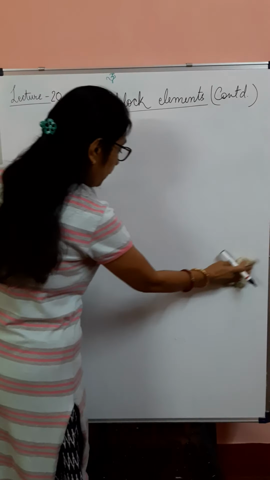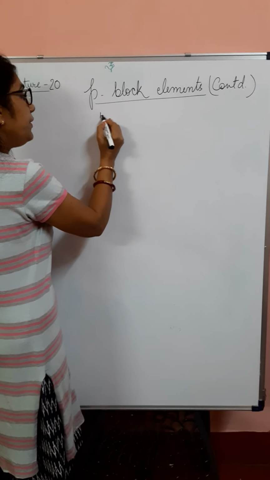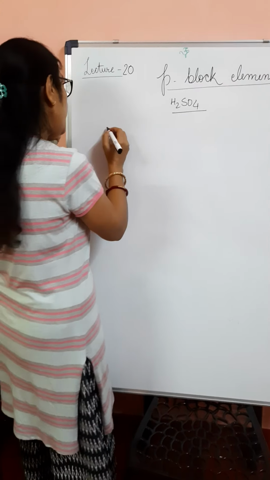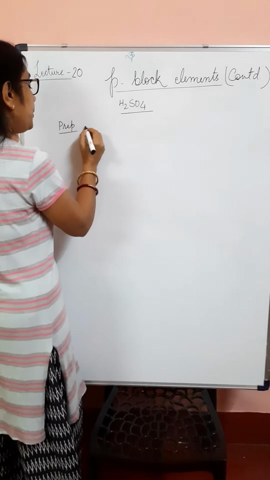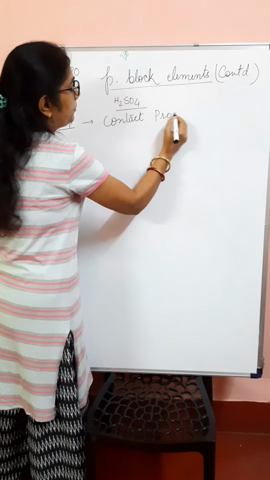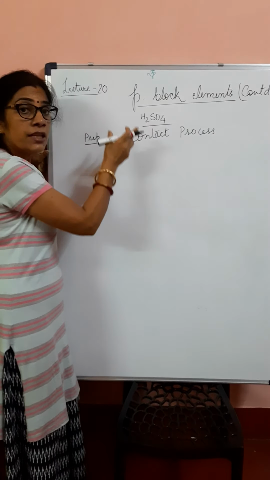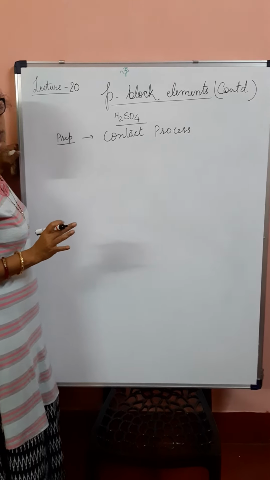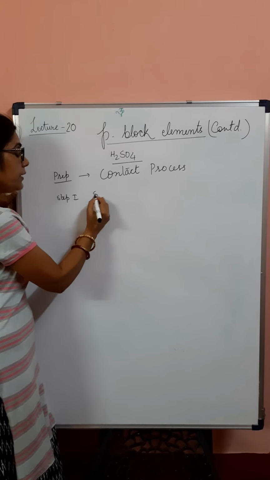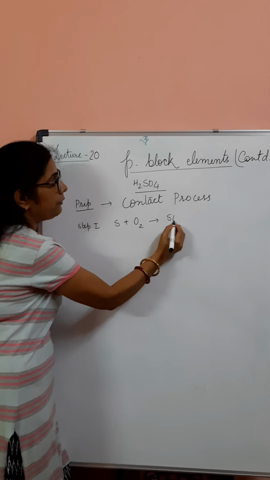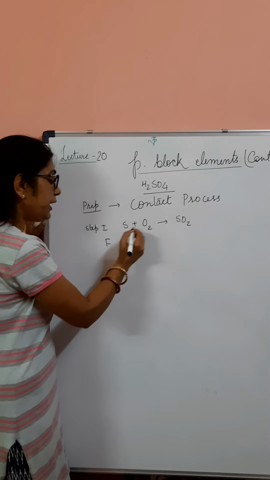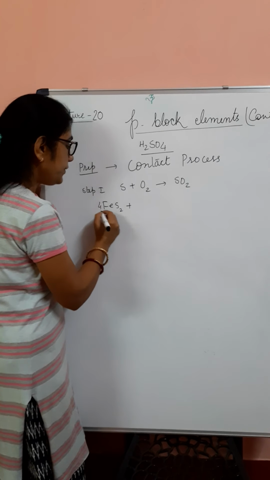And amongst these oxoacids, we have to study in detail about sulfuric acid, H2SO4. Sulfuric acid, industrially it is prepared by a process which is known as contact process. Now what are the steps involved during contact process for manufacturing sulfuric acid? So step 1, sulfur plus oxygen, sulfur dioxide. By any suitable method, sulfur dioxide is to be prepared either with sulfur and oxygen or iron pyrite.